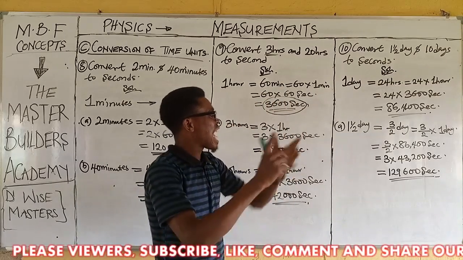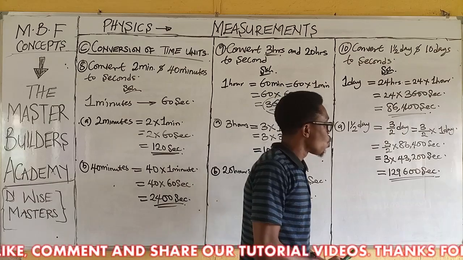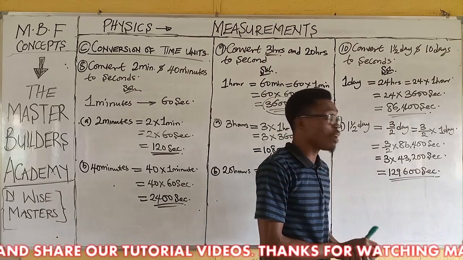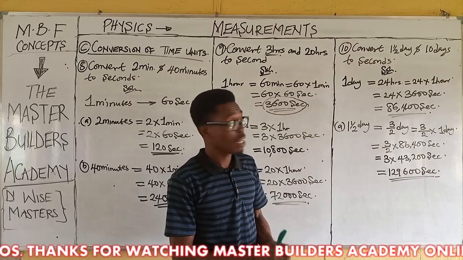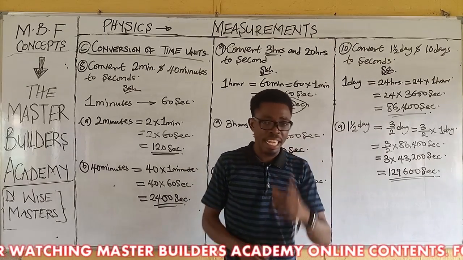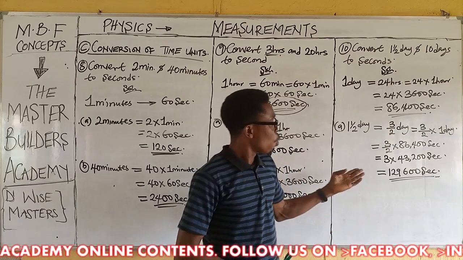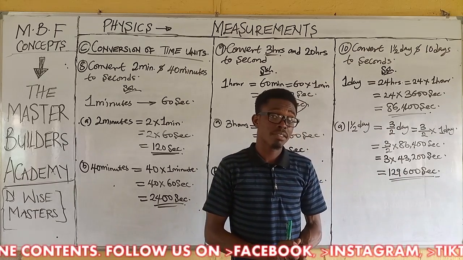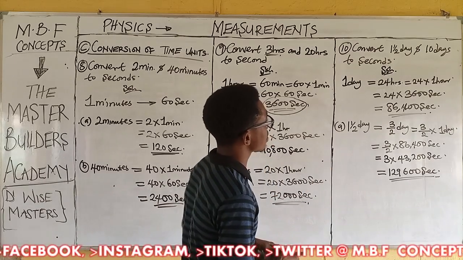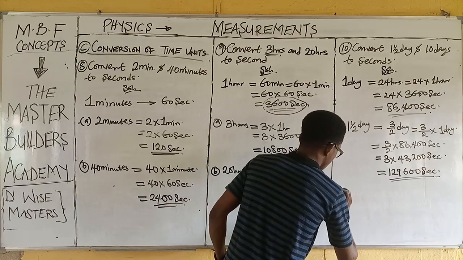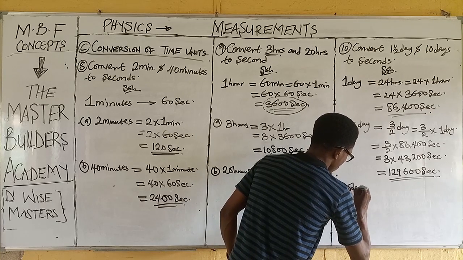So 1.5 days is equivalent to what? 129,600 seconds. Come again. 1.5 days in terms of seconds is 129,600 seconds. Now let's look at the last one, which is 10 days. Similarly, we'll do it the same way, which is question number B. Now this is 10 days.